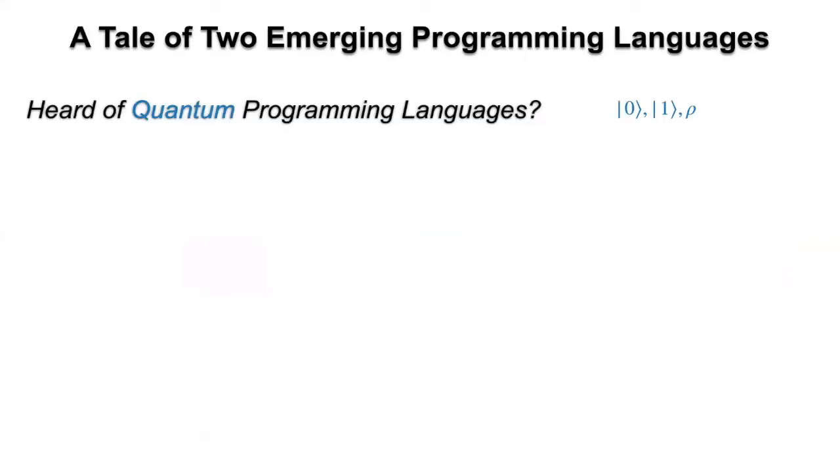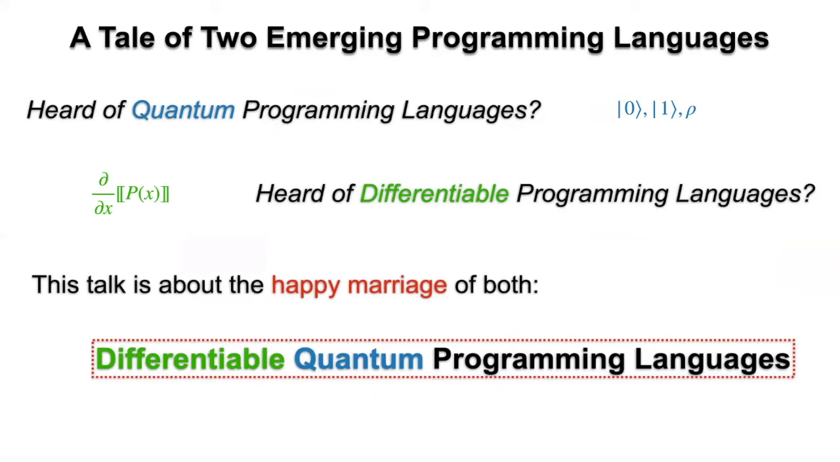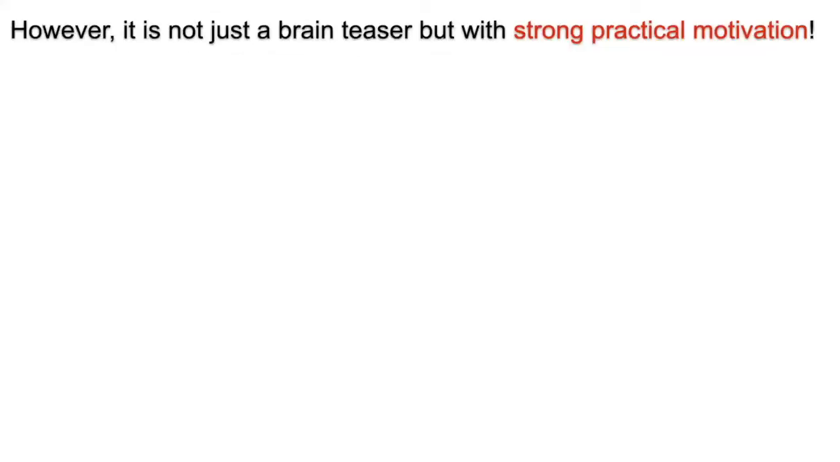The talk is about two emerging programming languages. One is the quantum programming language that operates on future quantum machines. The other is a differentiable programming language that's supposed to give us the next generation of machine learning applications. The talk is about the happy marriage of both. Namely, we talk about differentiable quantum programming languages. However, this is not just a teaser, but also comes with strong practical motivations.